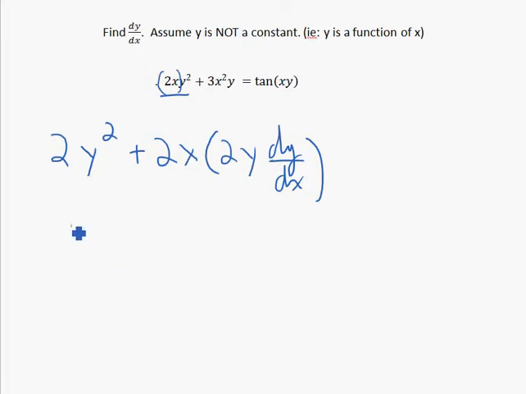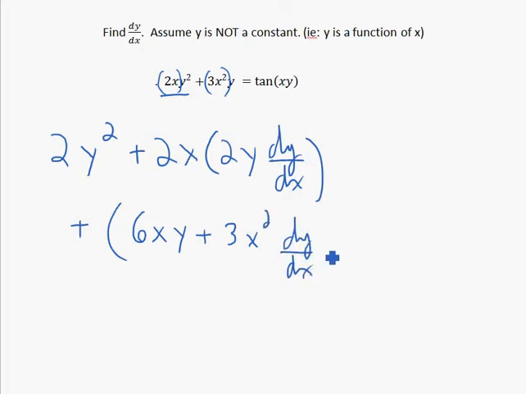Plus, I'm going to have to write this like this because we've got to do product rule again here. I'm going to put 3x squared together and derive that. So I'll put this all in parentheses here. That's going to give me 6x times y plus 3x squared dy/dx. And that is the derivative of the left-hand side, all this stuff together.